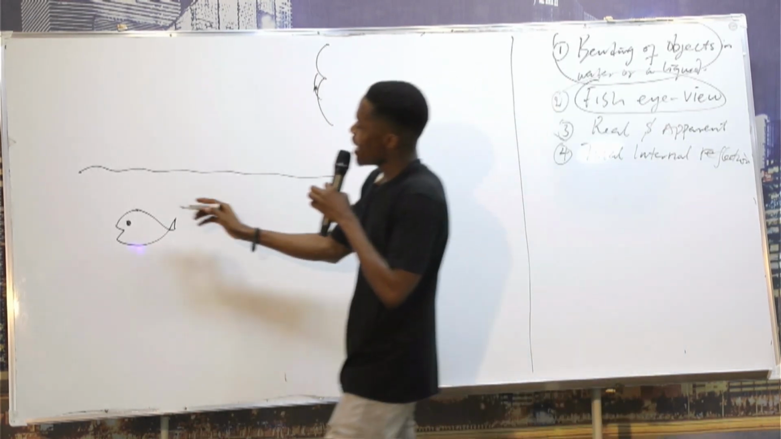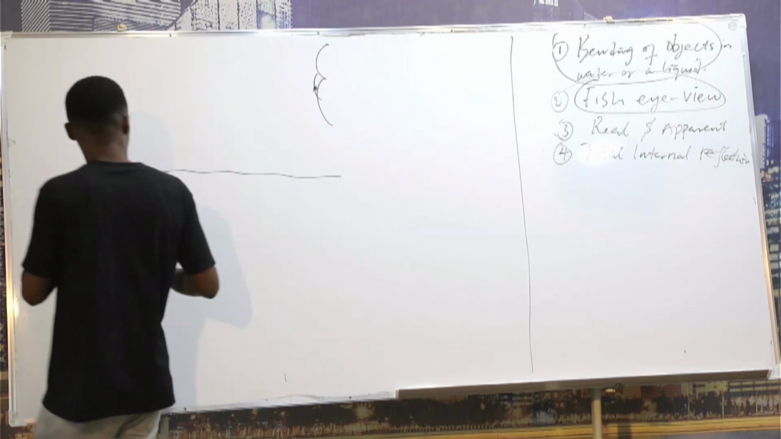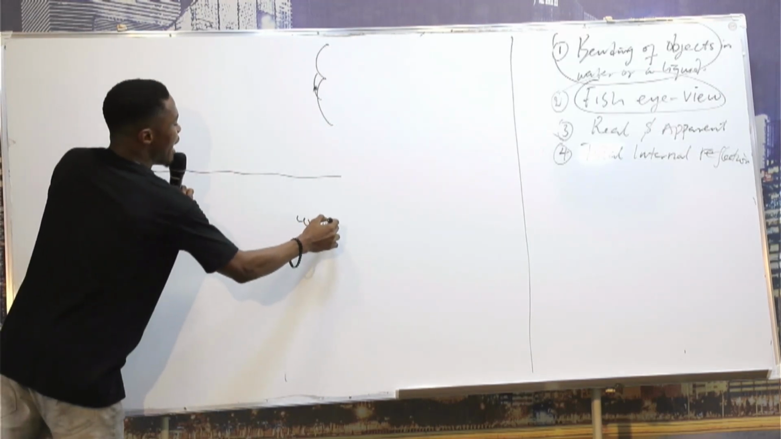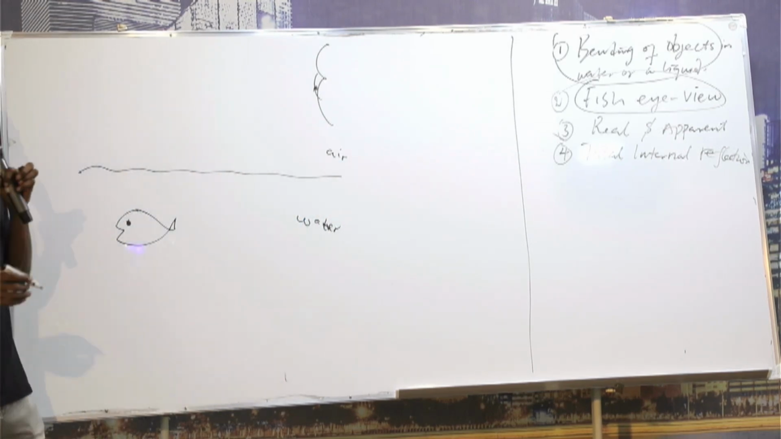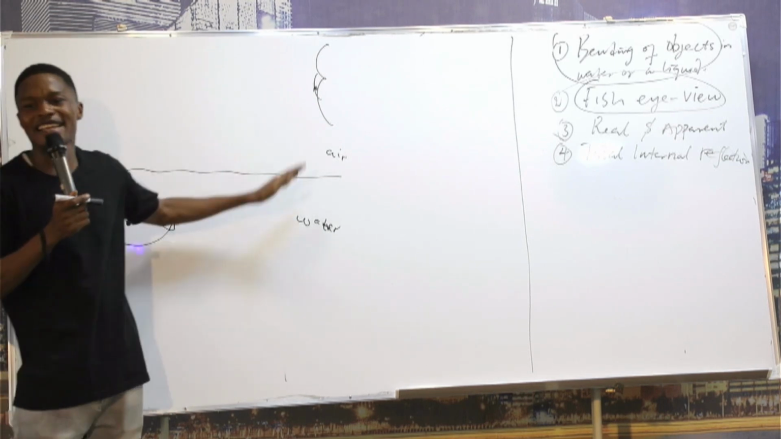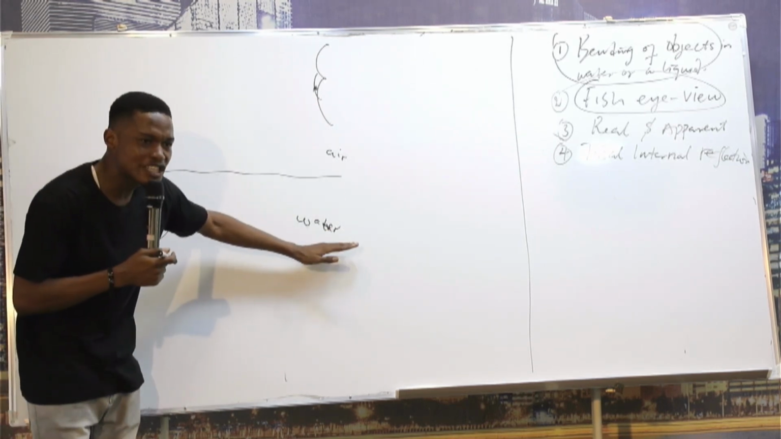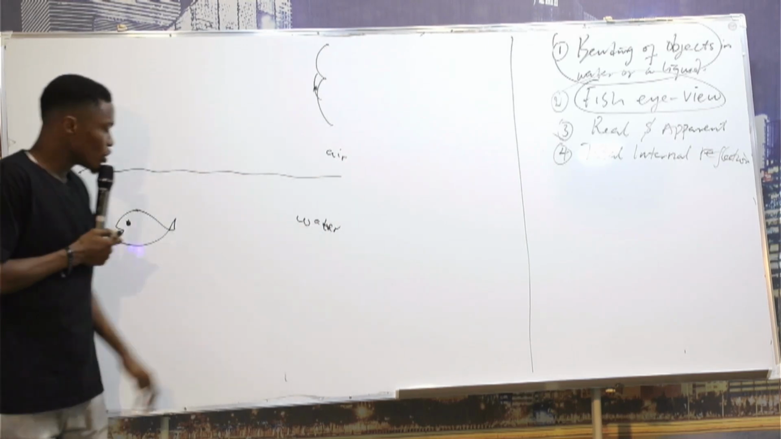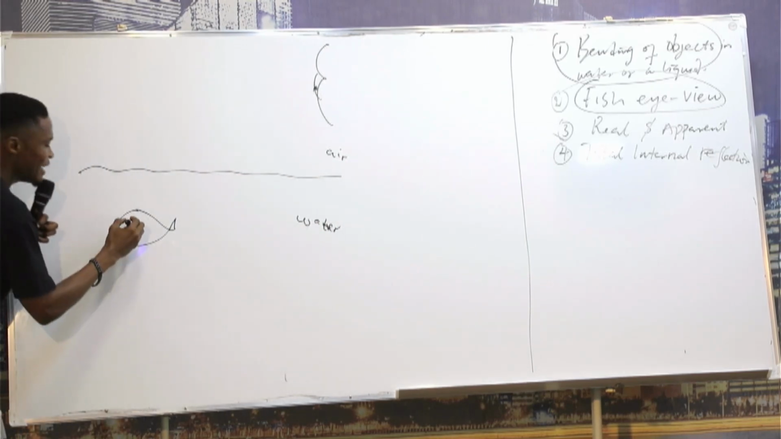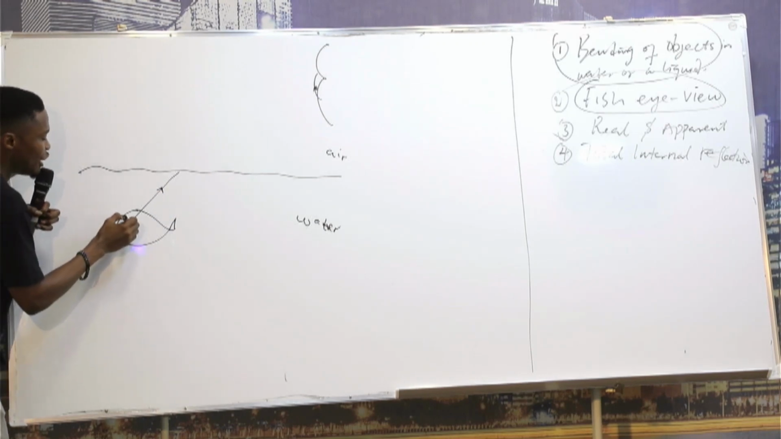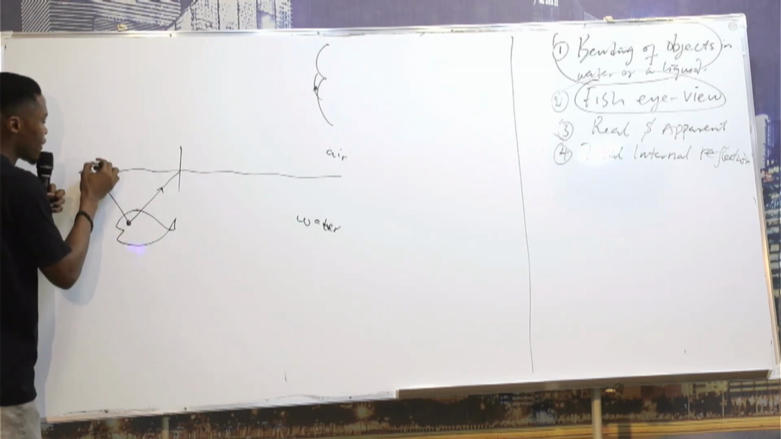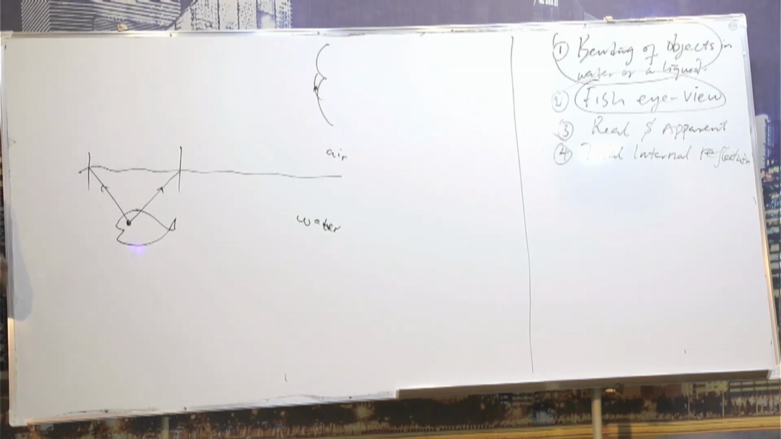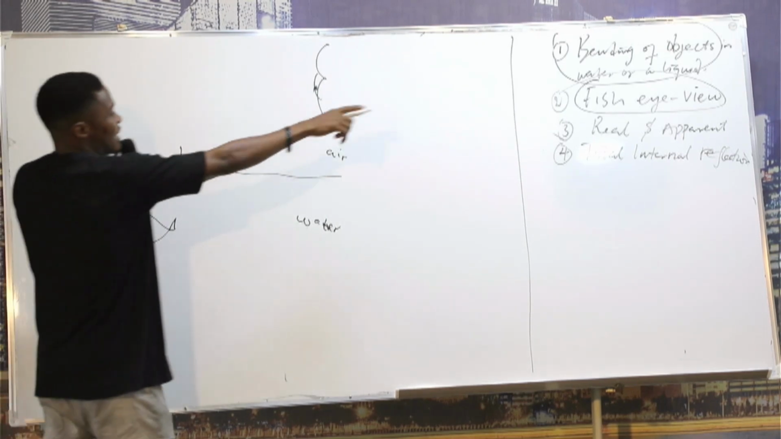Now, what happens? As the fish is in the water, water and the air, which one is denser, class? Water and air, which one is denser? Water is much more denser than air. So what happens? When the light rays from the fish eye are coming out of water, they refract away from the normal. What do they do, class? Refract away from the normal. I will still tell you this more when we talk about real and apparent depth.